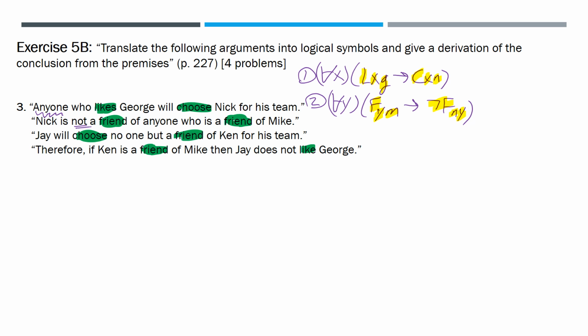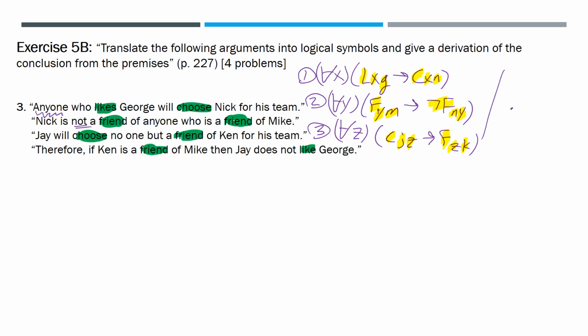Premise 3, Jay will choose no one but a friend of Ken for his team. It's really a universal affirmative proposition. Just says that Jay will choose a friend of Ken for his team. So for 3, we'll have for all z, Cjz, arrow, Fzk. If Jay chooses z, then z is a friend of Ken.